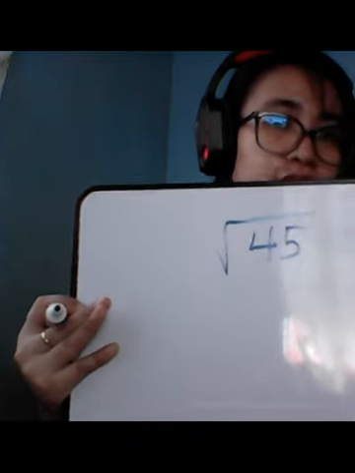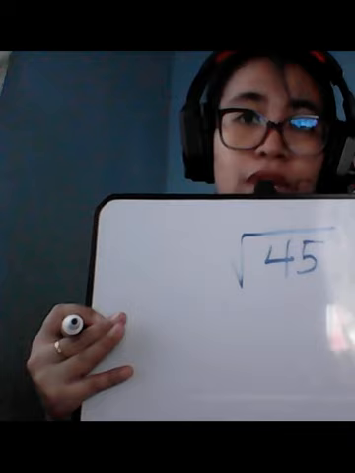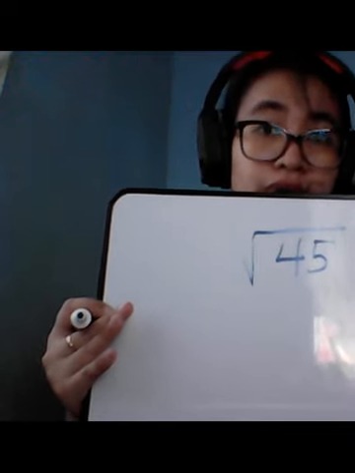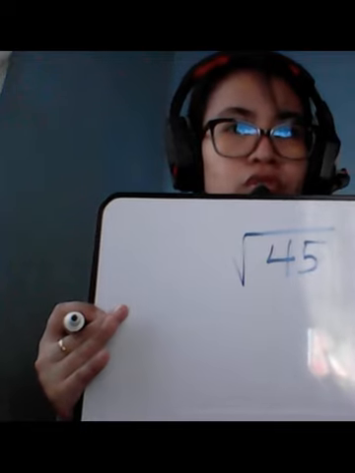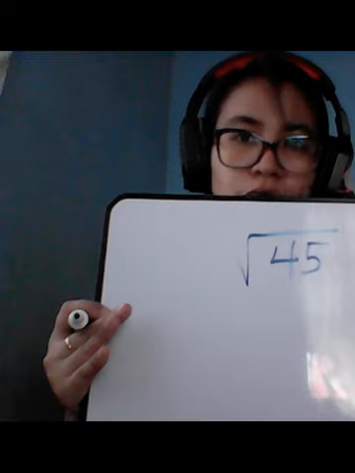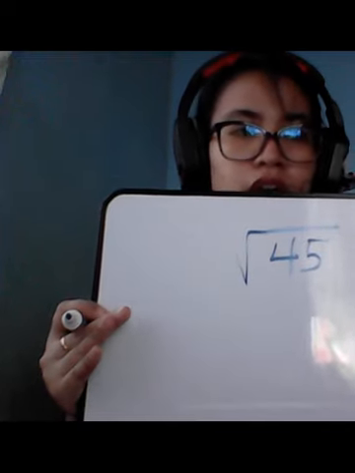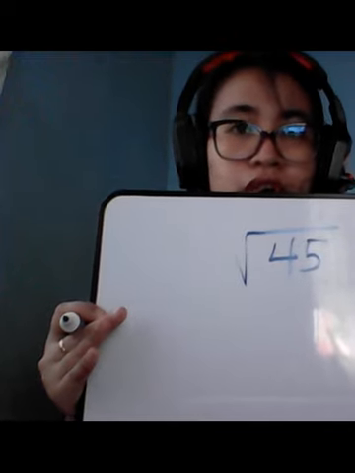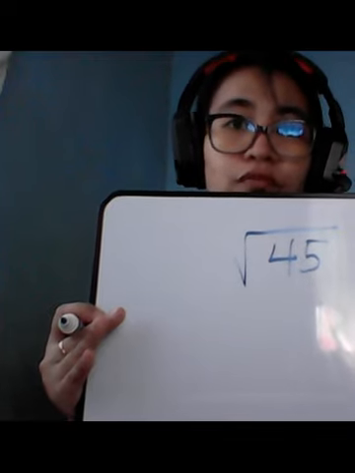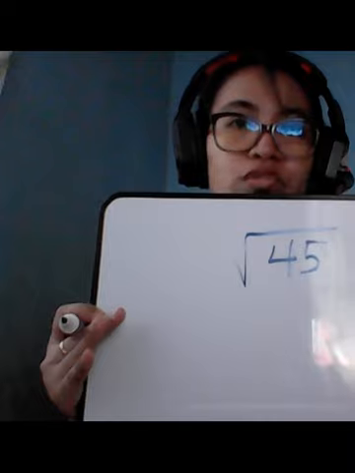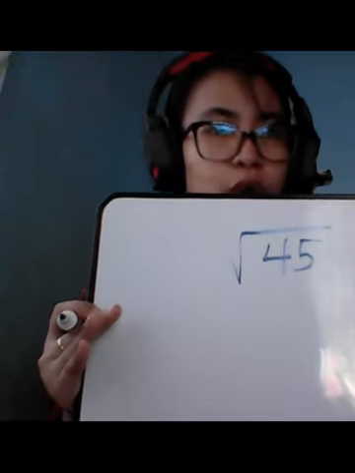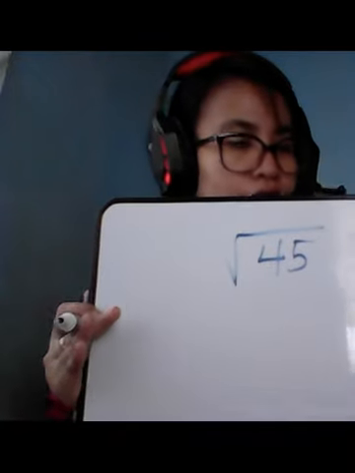Our square root of 45 is in between 6 and 7. So we will choose a decimal number again to be multiplied by itself. For this time, I will choose a little bit higher. So I choose 6.7. It's the same as 6.70. So we have 6.7 times 6.7.